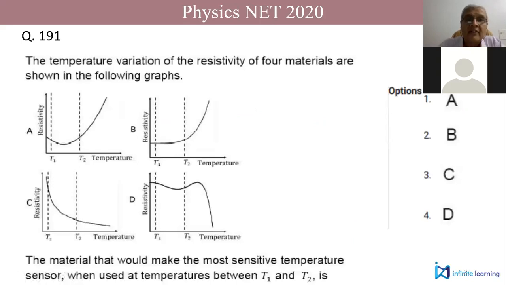It says the temperature variation of the resistivity of four materials is shown in this graph: A, B, C, D. The material that would make the most sensitive temperature sensor when used between T1 and T2 is which material you would like to use, and why. These things you have to answer.